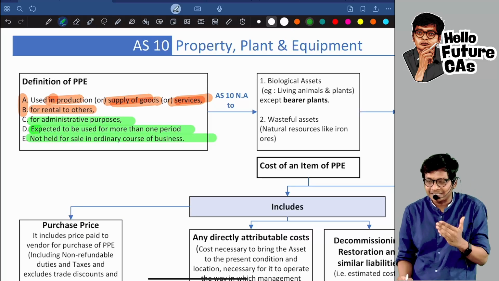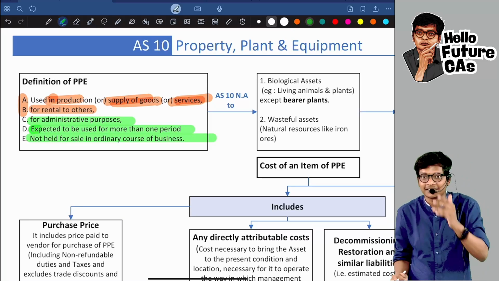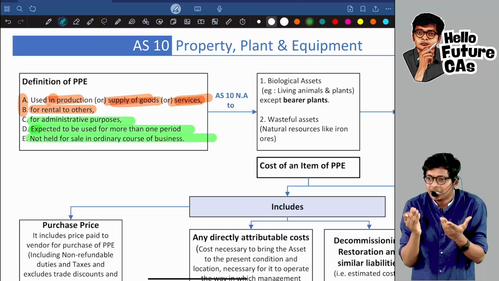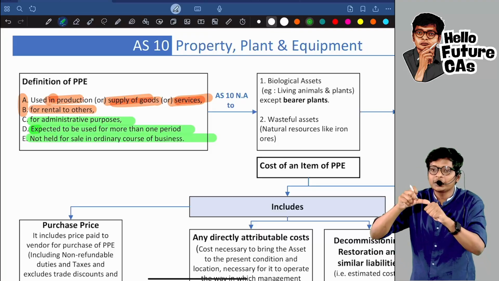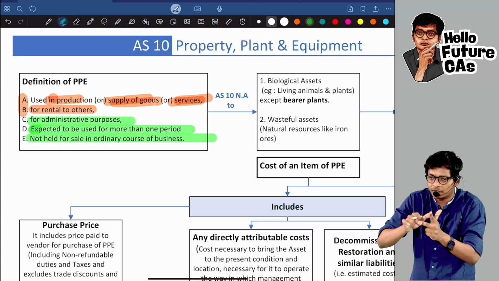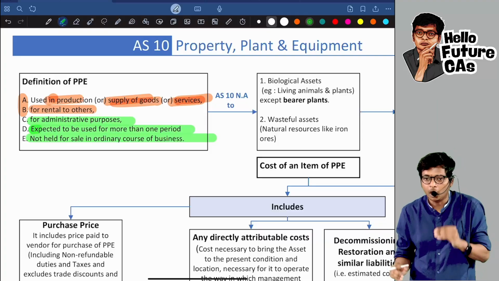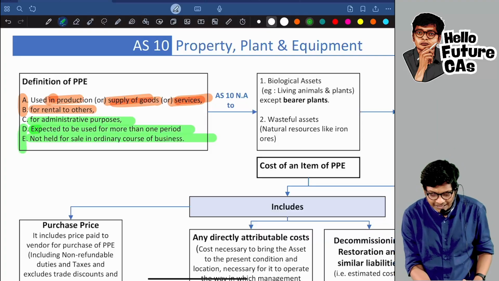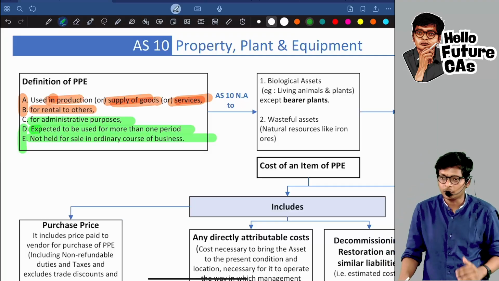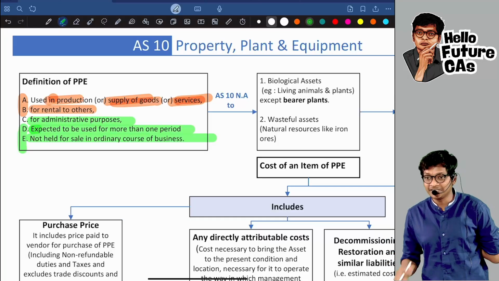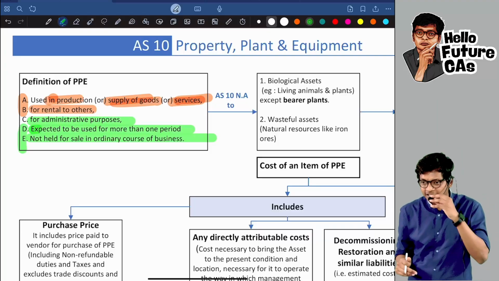If you come to my class and tell me, sir, I want to buy this camera, it's very nice, I'm not going to sell it to you. It's not held for sale. So what are the essential points, guys? It should be used in production of goods, supply of goods, rendering of service, or rental to others, or admin purpose. And the additional points, D and E, are more than one accounting period and not held for sale. If it's held for sale, it becomes inventory as per AS2.